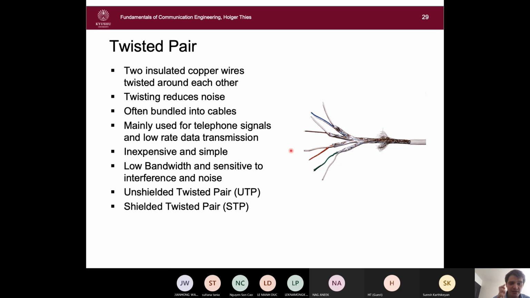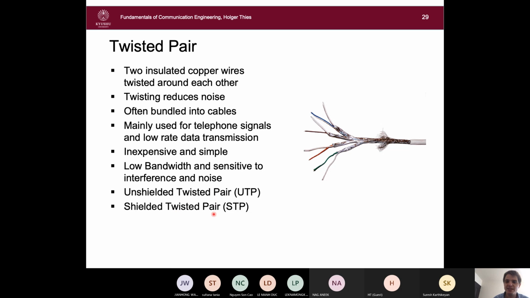Twisted pair is mainly used for telephone signals, and one disadvantage is that it has a quite low data transmission rate. But it is used for those applications because it's very inexpensive and simple to build, though it has low bandwidth and is quite sensitive to interference and noise. To deal a little bit with interference and noise, there are two types of twisted pair cables. One is unshielded, which is the easiest one.